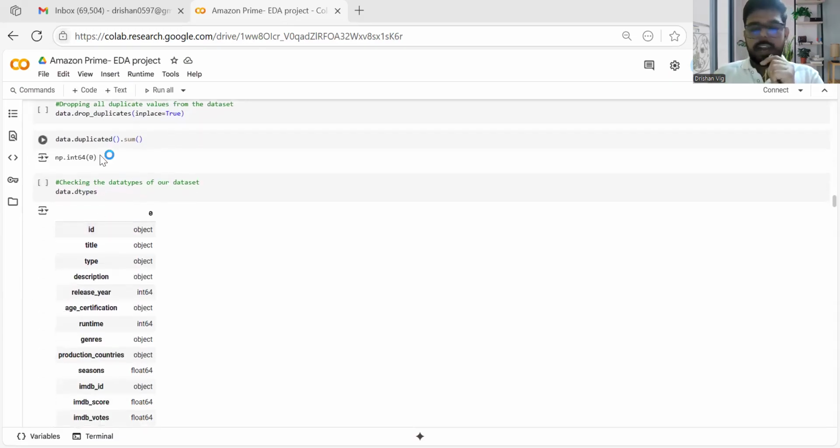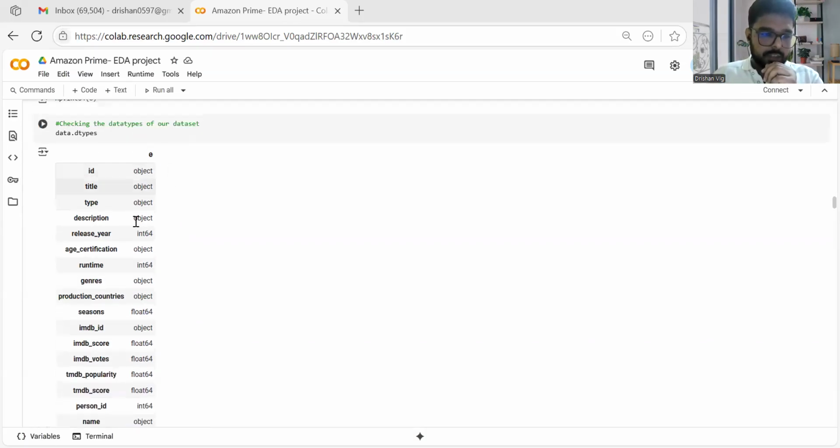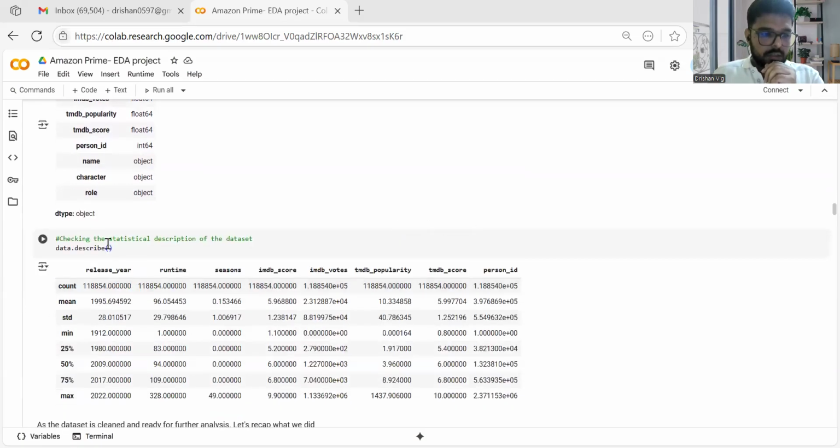Now it's time to check the data type, whether the column data is an integer or a string. To check the data types of a data set, this is the function: data.dtypes. It will give me the information about the data types of the different columns.